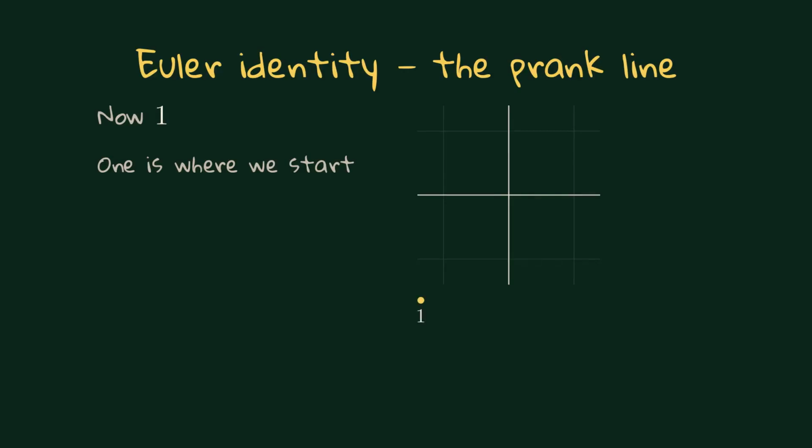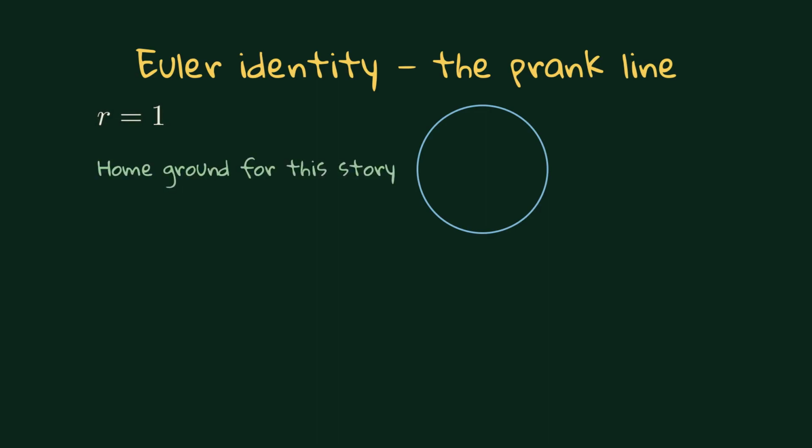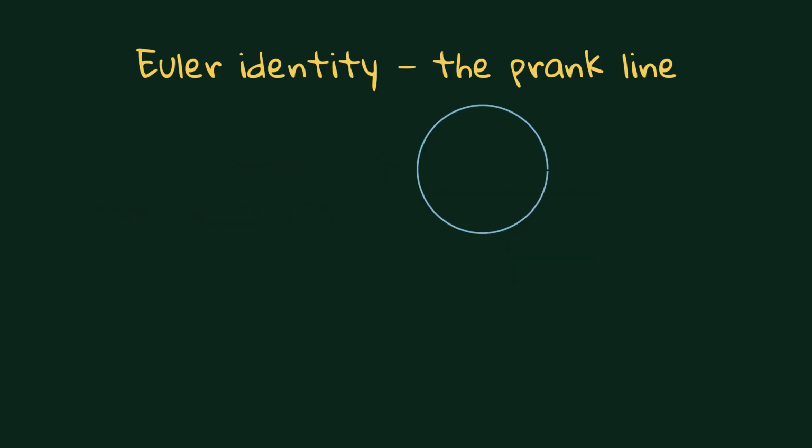The line comes to rest. Now 1. 1 is the place where we start. Put a point at 1 on the real axis. That is the right edge of the unit circle. The unit circle is the circle with radius 1. It is the home ground for this story.